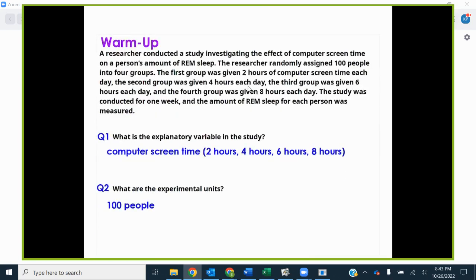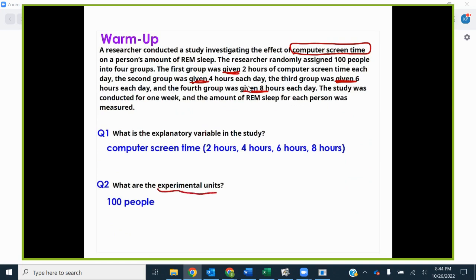All right, question 1 asks for the explanatory variable. That's what's being manipulated, and in this case, it's what was being given 2 hours to complete, given 4, given 6, and given 8. So that would be the computer screen time there. Experimental units are what the treatments are being applied to. And so that's the 100 people in the study.